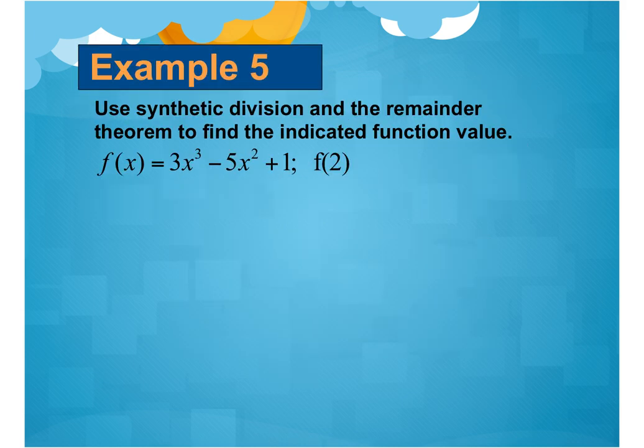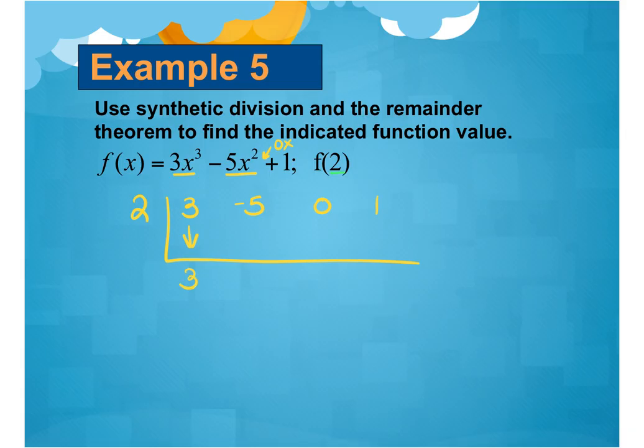All right, so example 5, use synthetic division and the remainder theorem to find the indicated function value. So we're going to find f of 2 by putting 2 on the outside. We've got x to the third, x to the second. This time we're missing an x to the first. So I write 3, negative 5, 0, and 1.